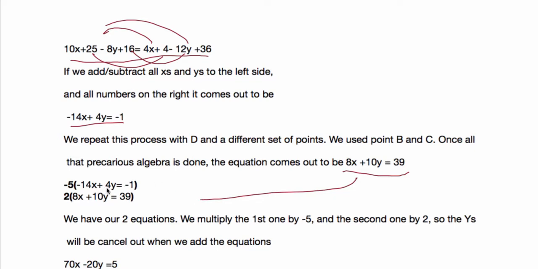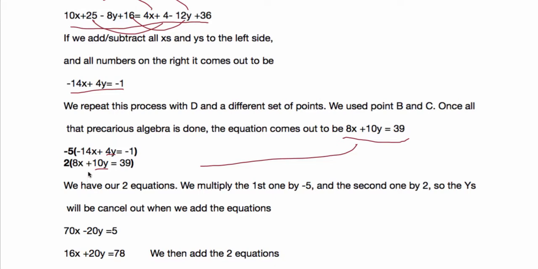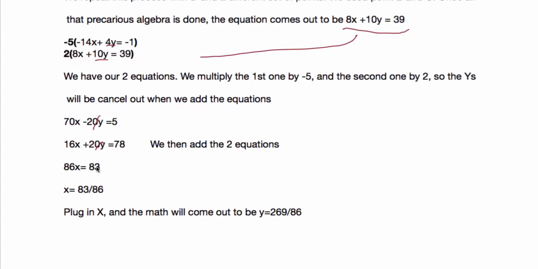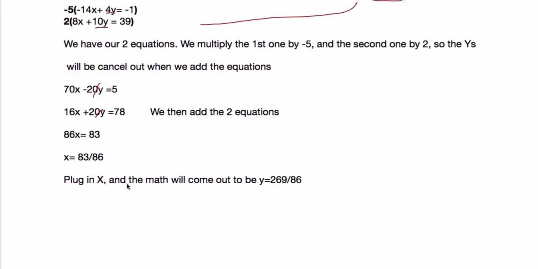Now we're going to make the y's opposites, so when we add these two equations, there will only be one variable and we can solve it. We multiply this equation by negative 5, so the y would come out to be negative 20y, and we multiply this equation by 2, so that will come out to be 20y. We add these together, the y's cancel out, and we're left with 86x equals 83. So x equals 83 over 86, and when we plug in x, the math comes out to y is 269 over 86.